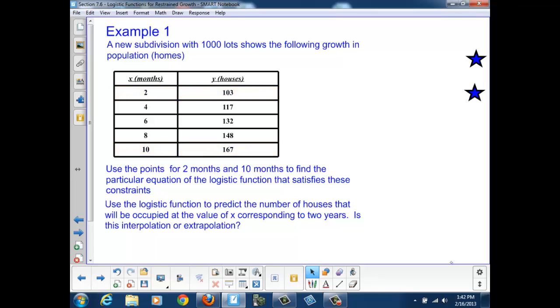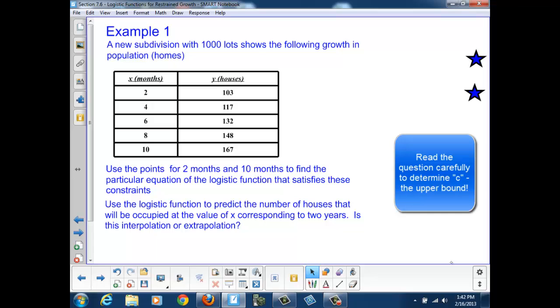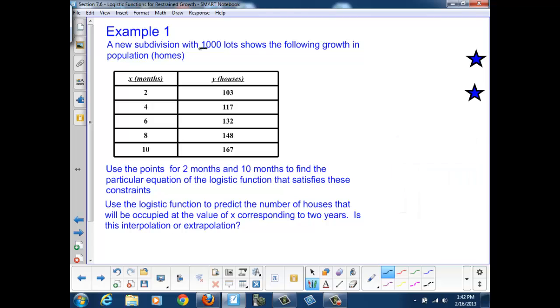Now notice that we're only being asked to use 2 data points, but in our equation there were 3 unknowns, A, B, and C, which means that that third piece of information is given to us somewhere in the question. And where that's given to us here is right here where they tell us this 1,000 lots. We can't sell more than 1,000 houses, so that's going to be our upper bound, our C value for this particular equation. So that tells me that C is going to be 1,000.